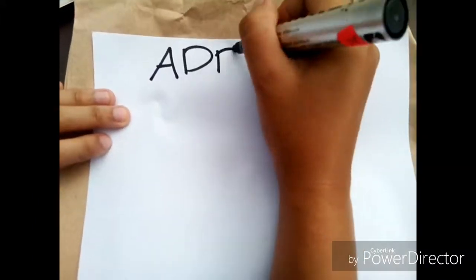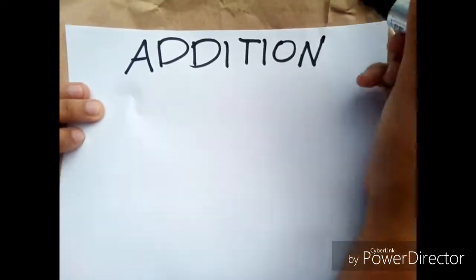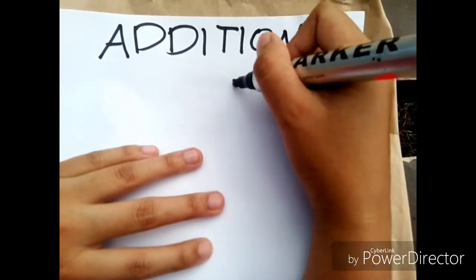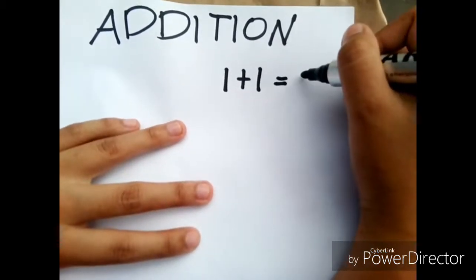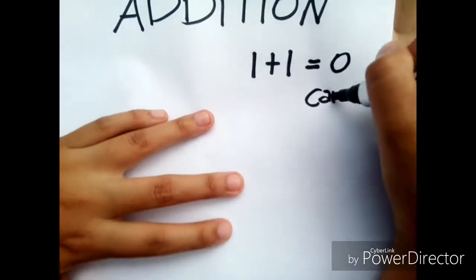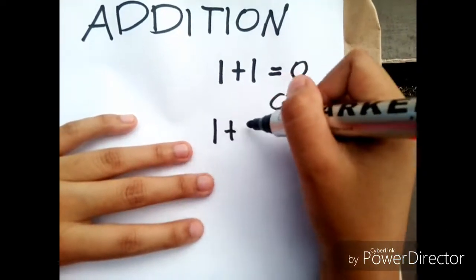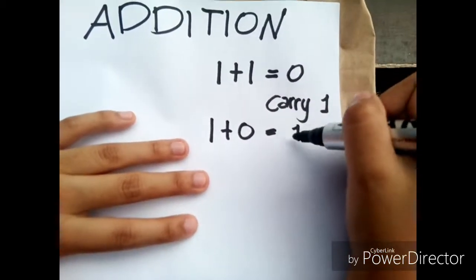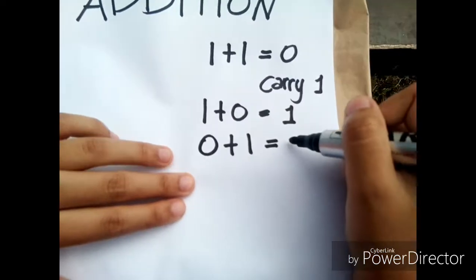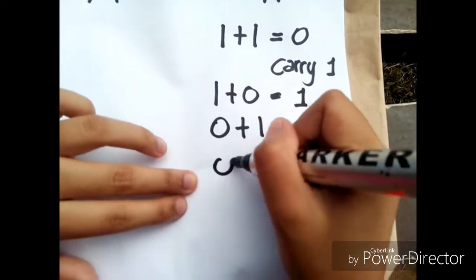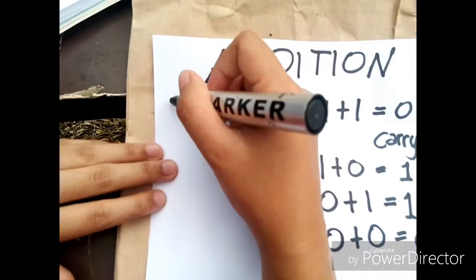So let's proceed to addition. In addition, there are given rules. 1 plus 1 is equal to 0 carry 1. 1 plus 0 is equal to 1. 0 plus 1 is equal to 1. And 0 plus 0 is equal to 0. So let's give it a try. Here is the given.